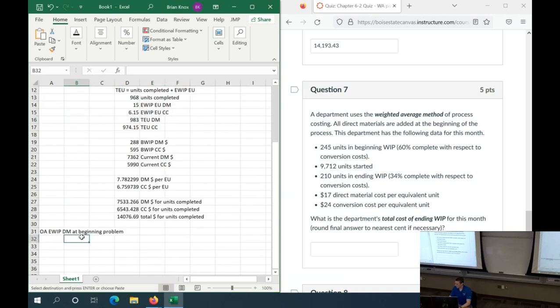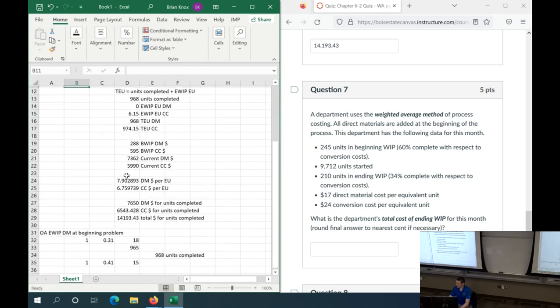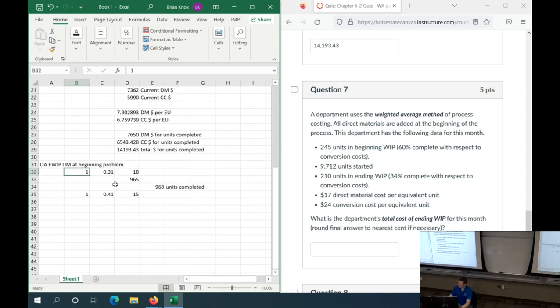I'll copy over what I have here, and I'll put that back to 0 because that makes that answer correct now based on the previous problem's dumpling status. This one's not a dumpling problem. All right, so we have 245 units in beginning WIP. We have 9,712 units started. We have 210 units in ending WIP. And let's write in the percents complete with respect to conversion cost. Looks like 0.6, 60% right here, and 0.34 for the 34% right here. Okay, now if we need units completed, we have it right there.